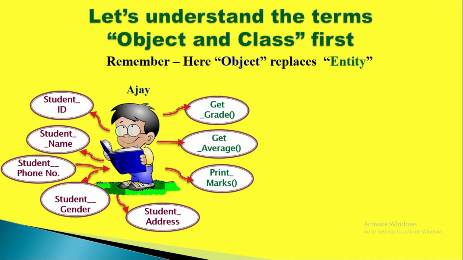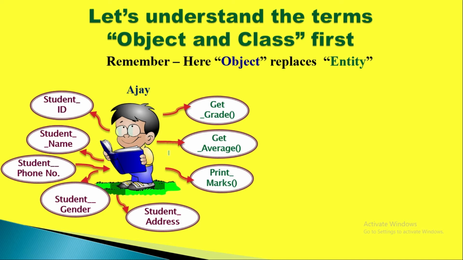See, let's understand the class and object. First, here the object replaces entity. This I have told you earlier also कि जब हम entity की बात करते हैं, entity term हम use करते हैं relational model में, और यहाँ पर उसी entity को हम represent करते हैं through the object. So object is the another name of entity here.